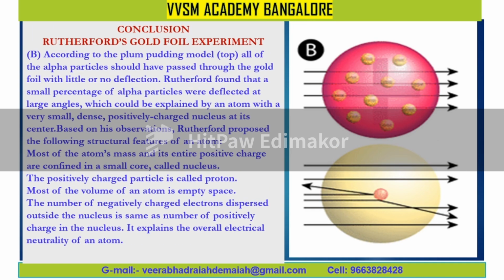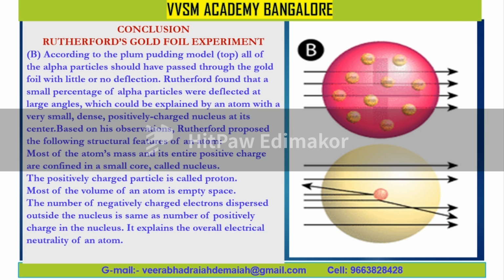The conclusion of Rutherford's gold foil experiment: according to the plum pudding model, all of the alpha particles should have passed through the gold foil with little or no deflection. Rutherford found that a small percentage of alpha particles were deflected at large angles, which could be explained by an atom with a very small, dense, positively charged nucleus at its center.